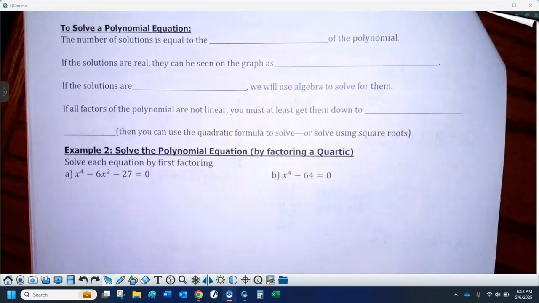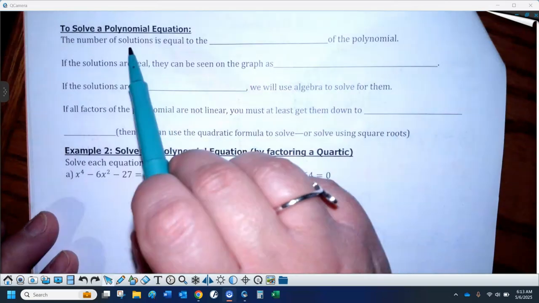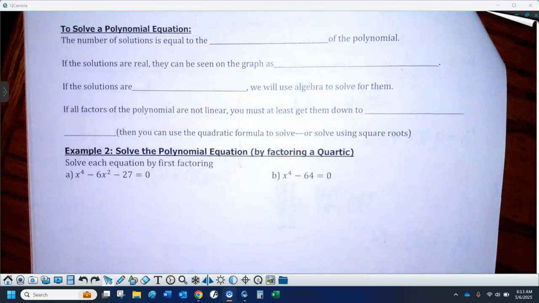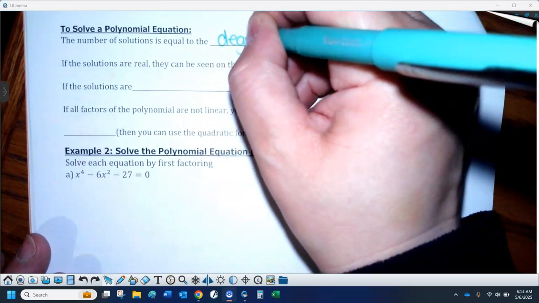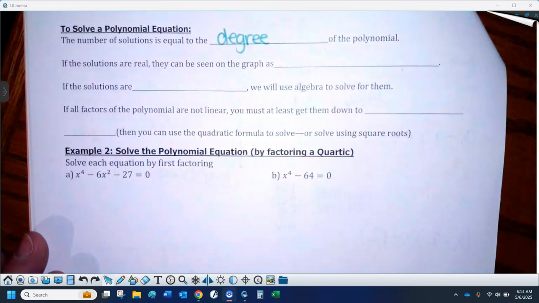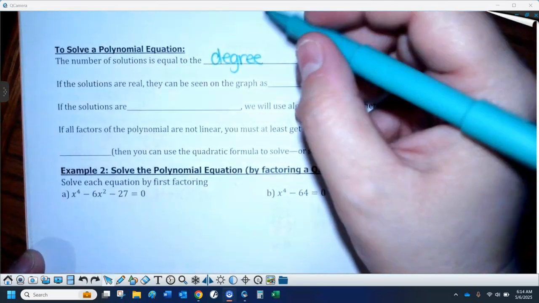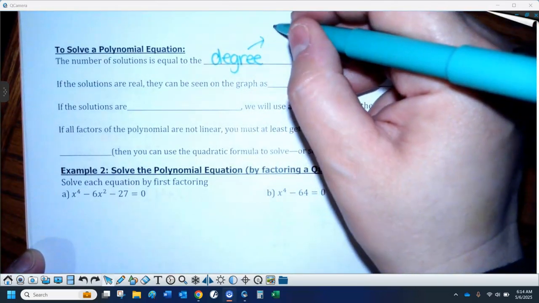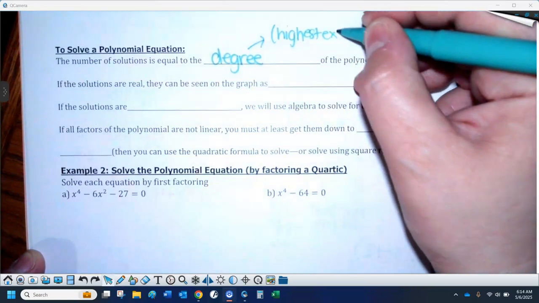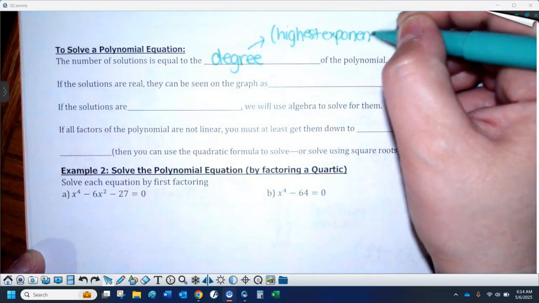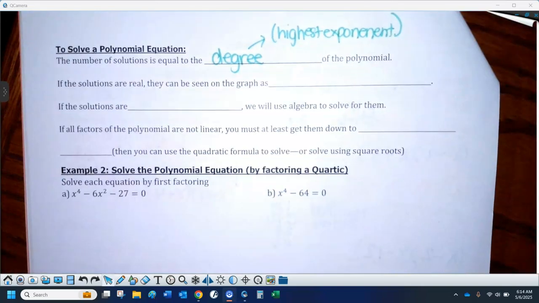Okay, I mentioned this several times as we've gone through, but I'm just going to write it down here. The number of solutions, or the number of answers you have to one of these equations, is equal to the degree of the polynomial. And if you're like, how do I determine that? This is the highest exponent. So I'll show you that in a question in a second, but it is the highest exponent.